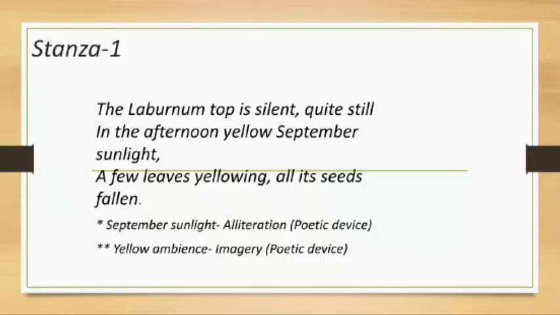right? Now, what are the figures of speech in this stanza? First one is September sunlight, which is alliteration, right? What is alliteration? It is the repetition of consonant sound.